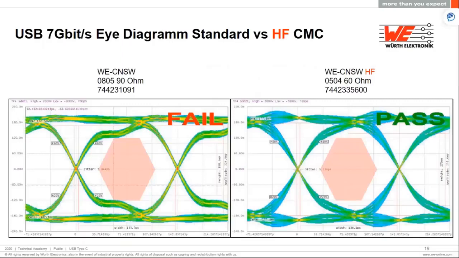So let's see what happens when we put a regular common mode choke, which was intended for 2.0 speed, into a higher frequency such as USB 3.0 specification. Now, in this eye diagram, in the first one, we can see that we have very high stray inductance, which means that this rising edge and falling edge of the signal are too slow because there is a lot of inductance present on it.